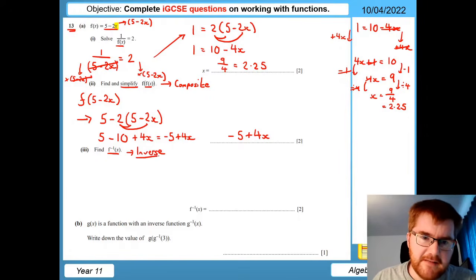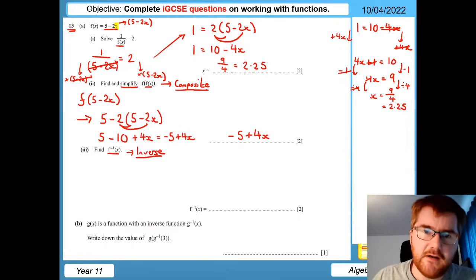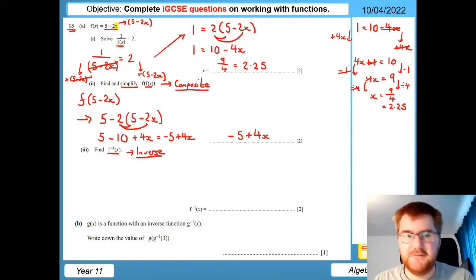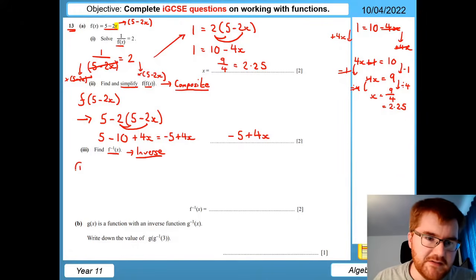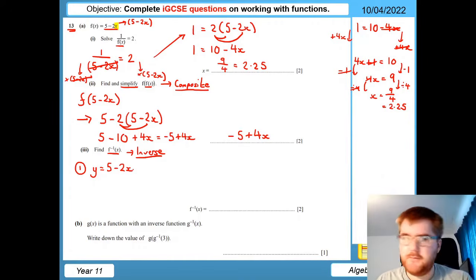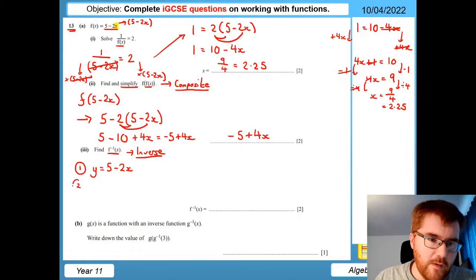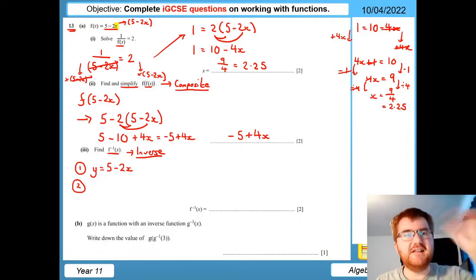And these two words, inverse and composite, we're going to come back to again and again and again in this video. Now, how do we find the inverse of a function? We have a nice three-step process. So number one, we're going to make y equal to our function. So y equal to 5 minus 2x. It's always our first step. Our second step, we're going to flip the y's and x's.